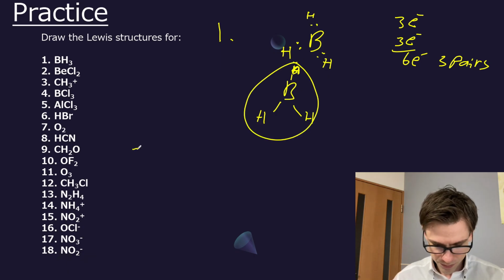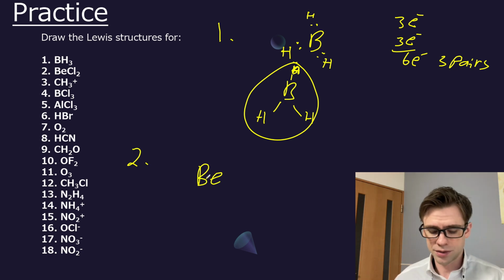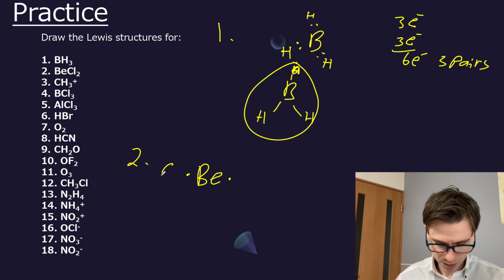Number 2, BeCl2. Okay, this is another one that's going to break the octet rule. Chlorine's going to hold on to most of its lone pairs that it starts with, and beryllium has these 2 electrons that are able to make bonds, so it's going to make 2 bonds with these chlorines.